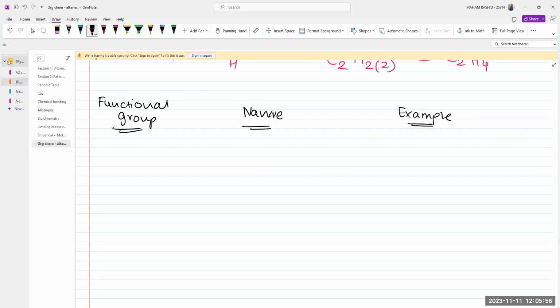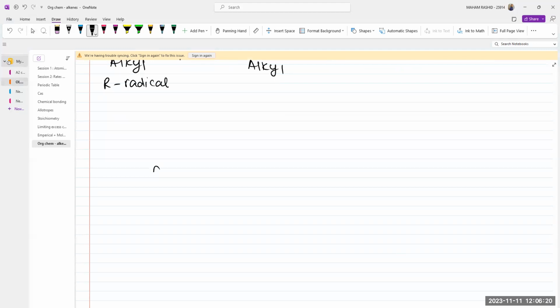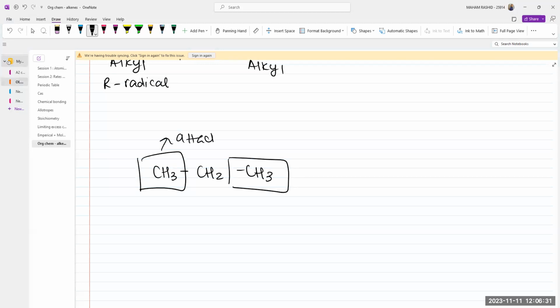So the first functional group will be an alkyl. This is your R radical as well. Okay? Its name is alkyl. And an example for an alkyl is any group that is attached with one less hydrogen. So for example, if you have CH3, CH2, CH3, this attached group here, and this one as well.